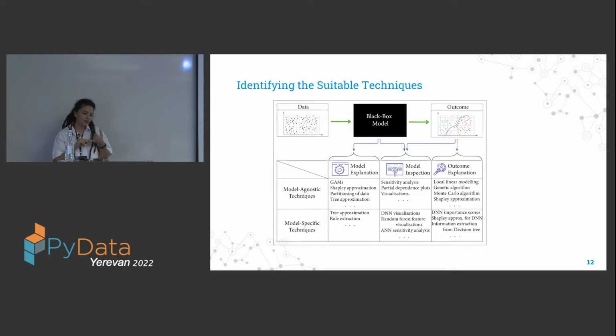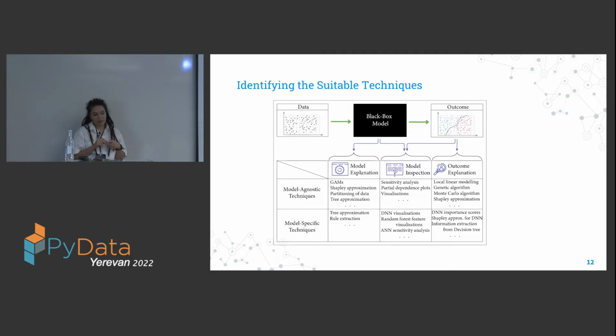Now I will explain how we would do that, but first let me quickly go through which kinds of explainable artificial intelligence techniques there are in the literature, so we understand which part of this graph we focus on and which techniques we will be using for our analysis. Let's say we have data in a black box model. With a black box model, we don't know how it made the decision, and we have the outcome. There are three types of explainable AI techniques: model explanation, model inspection, and outcome explanation.